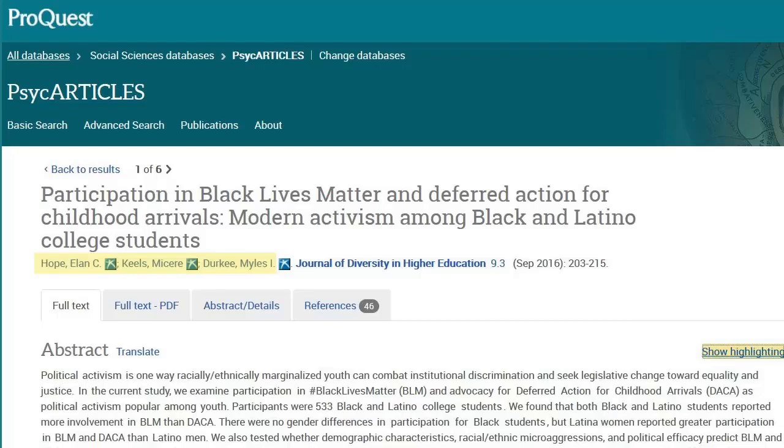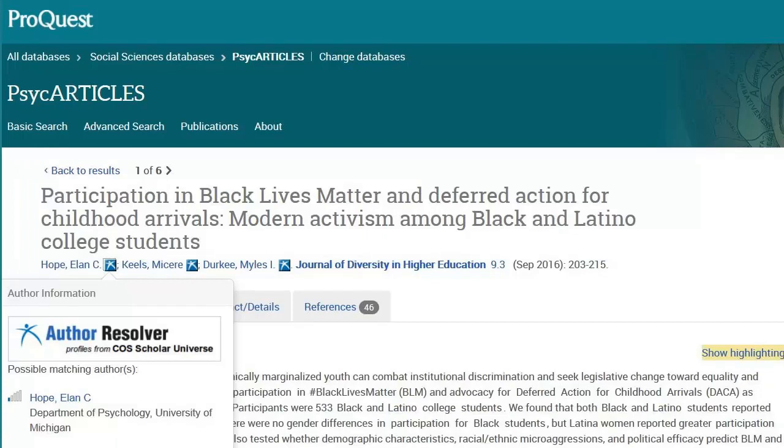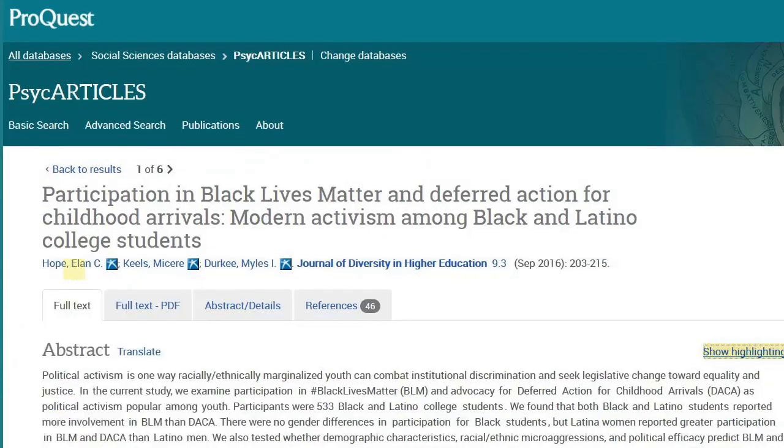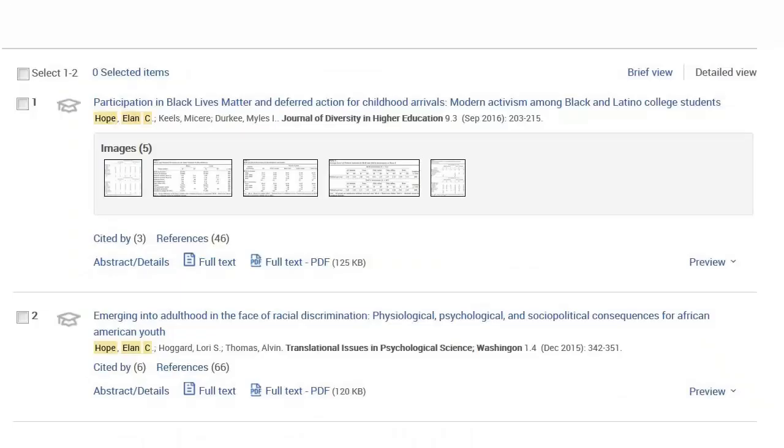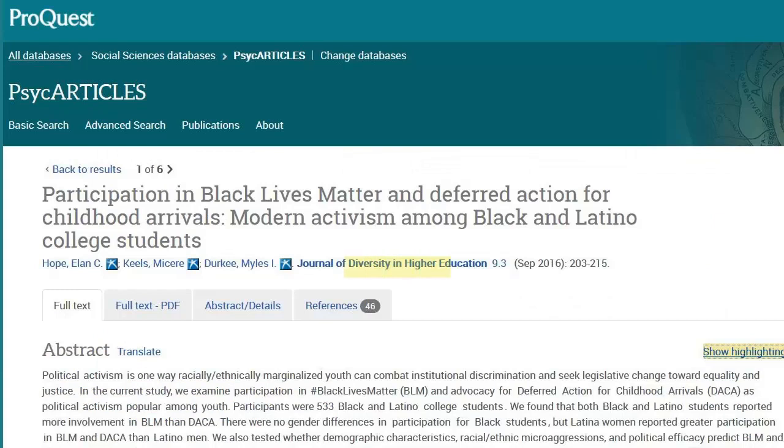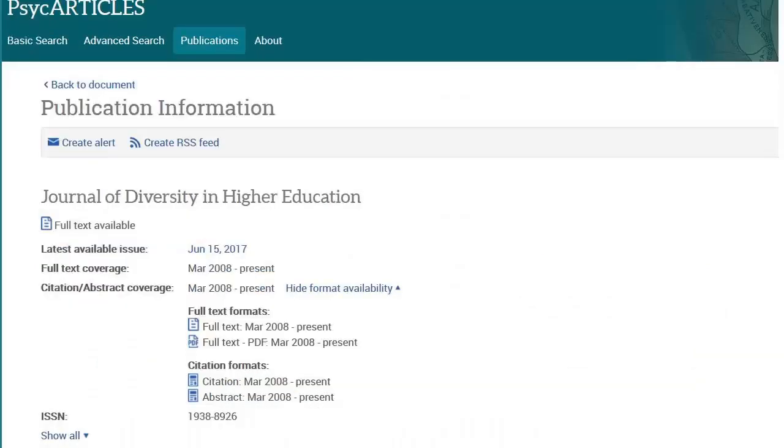Durkee. What do we know about the authors? By clicking on the star-like icon, you will find author information. If you click on the hyperlink for the author's name, you will find other articles that have been published by the author. The article is published in the Journal of Diversity in Higher Education. If you click on the name of the journal, you will find out information about the journal.